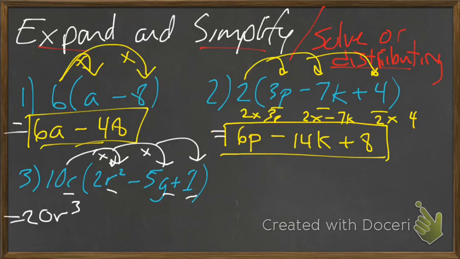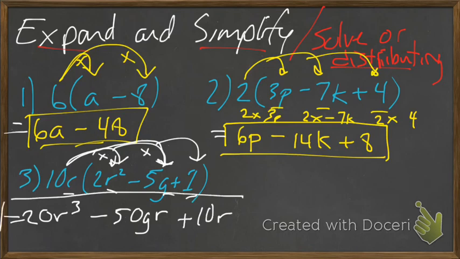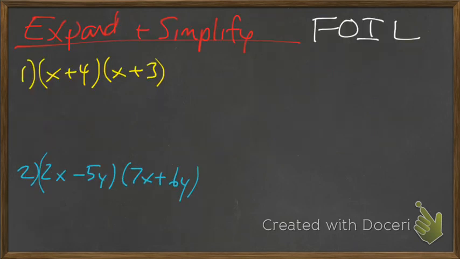Equals. Then we've got negative 50gr or rg, that would be the same thing, and that's our second multiplication. And then we have 10r multiplied by this positive 1, so plus 10r. Again, because we don't know what r and g are, this is as far as we can take this question for expanding and simplifying.